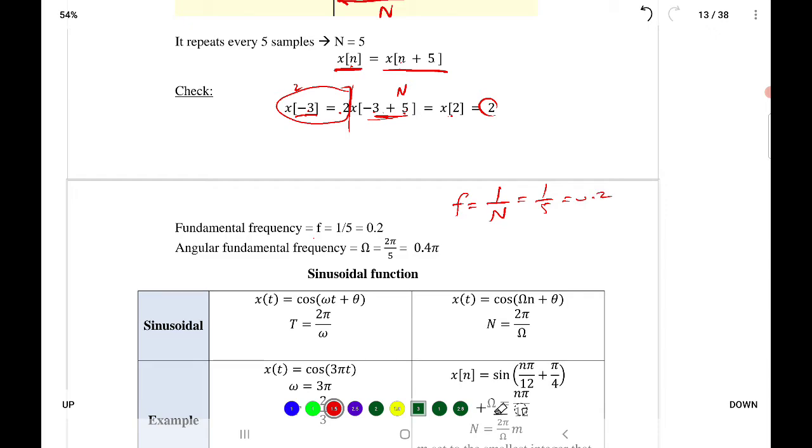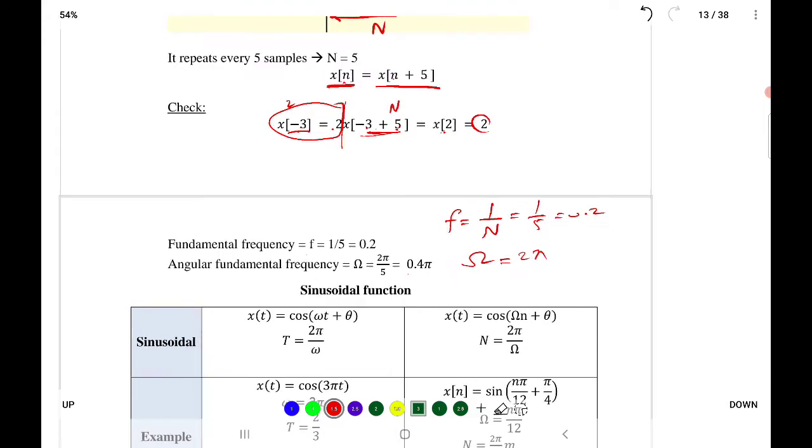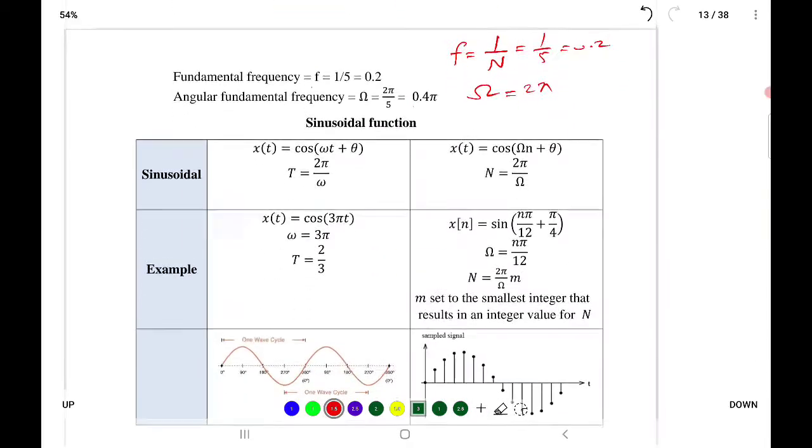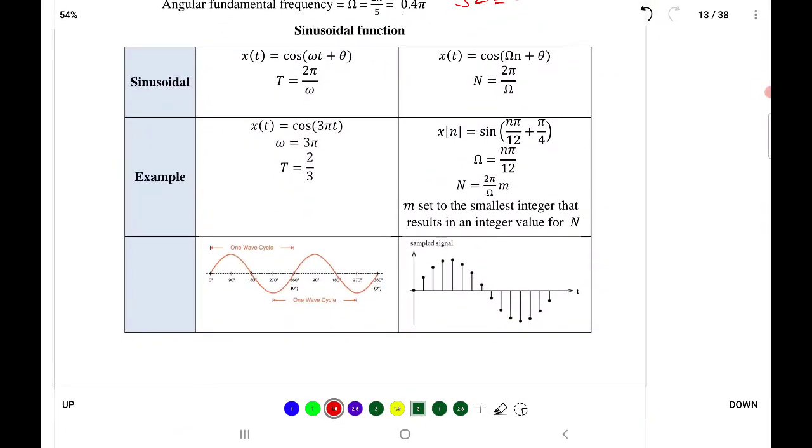That's the frequency. Now you find omega. We don't write omega like that in discrete; we use the capital omega. It will be the same thing: 2 pi times f, or 2 pi over the period, which is N. That's what you get, 0.4 pi. So it's very similar, the only difference is that instead of using capital T as a variable, you use n.